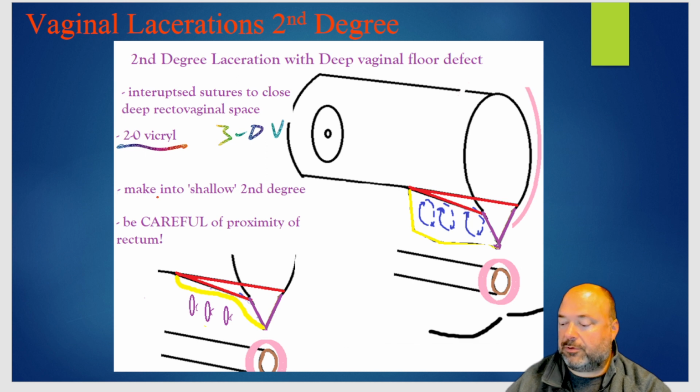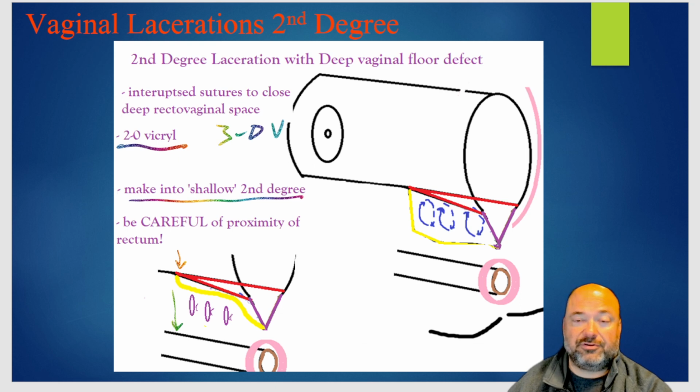My goal is to always get back to a shallow 2nd degree closure. However, as we talked about before, especially the further up we are towards the apex here, we want to be mindful of how close we're getting to the rectum. Whenever you're doing a vaginal repair, you absolutely should do a rectal exam at the end of it. It doesn't matter if it's a relatively superficial repair.